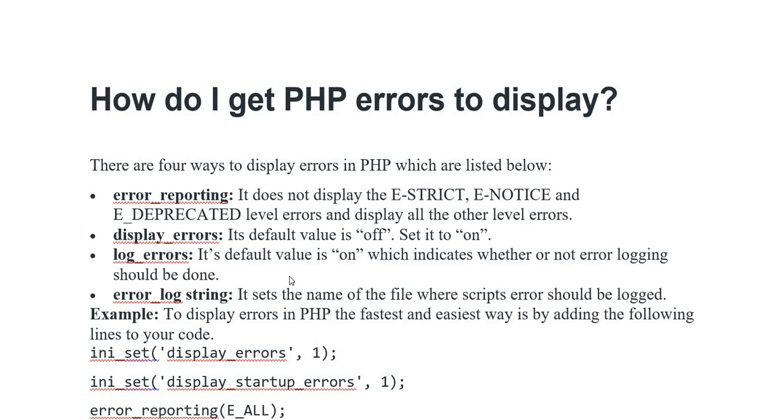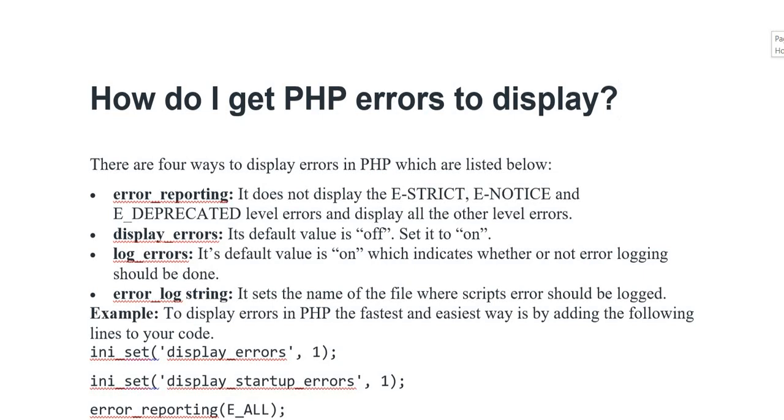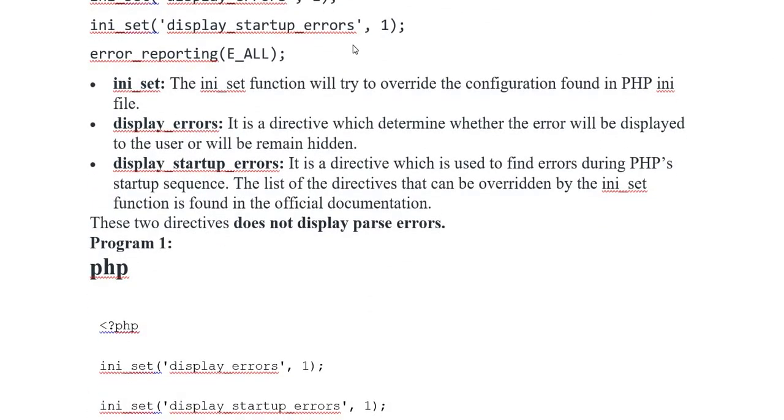Example: to display errors in PHP, the fastest and easiest way is by adding the following lines to your code. ini_set display_errors 1, ini_set display_startup_errors 1, error_reporting E_ALL. Here the ini_set function will try to override the configuration found in the PHP ini file.